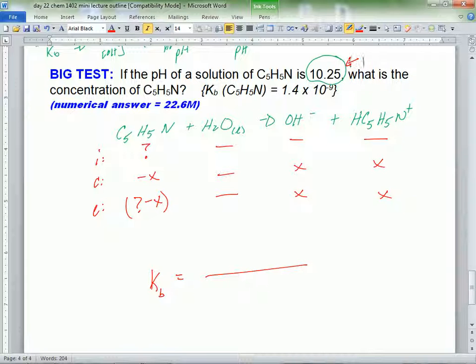So use that pH to get the concentration of hydroxide, which is that X right there. All right, that's the big game plan. Because then we'll know everything in that KB expression. We'll know everything but the question mark.